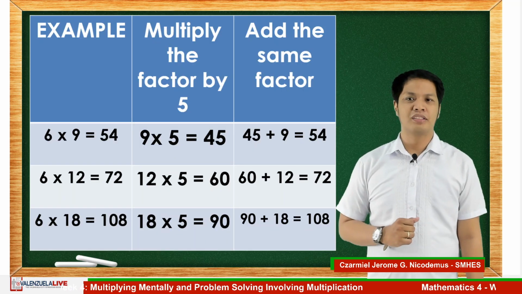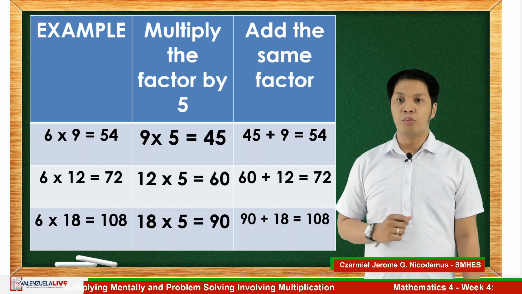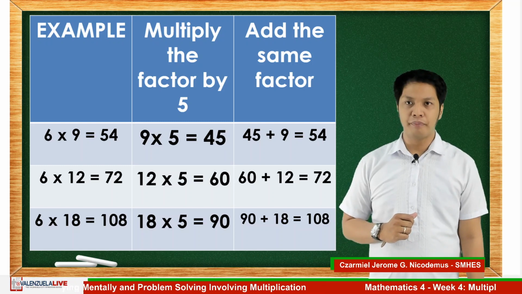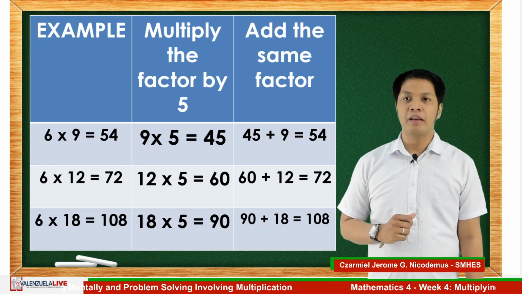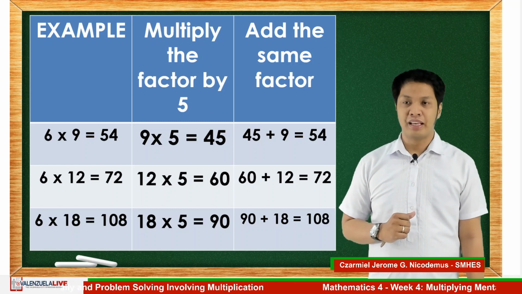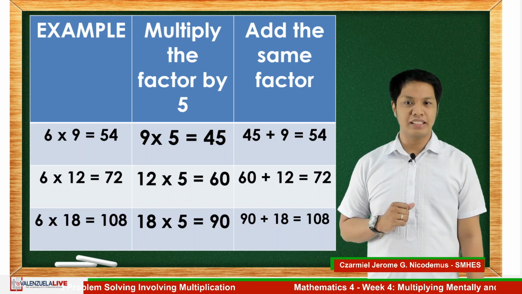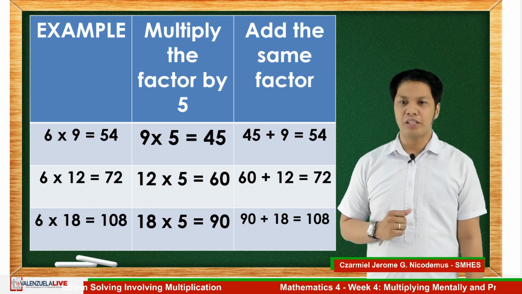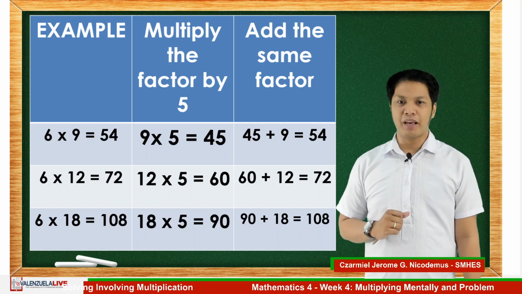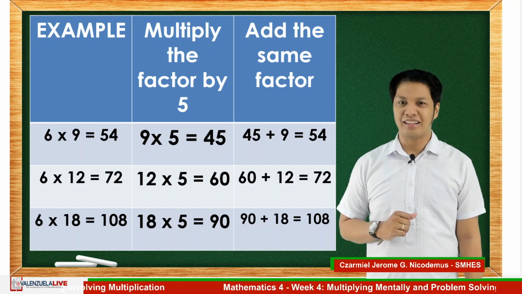For example, 6 times 9 is equal to 54. So multiply 9 by 5 is equal to 45. Then 45 add 9 is equal to 54. 6 times 12, 12 times 5 is equal to 60. Add 12 is equal to 72. 6 times 18. 18 times 5 is equal to 90. Add 18 is equal to 108.